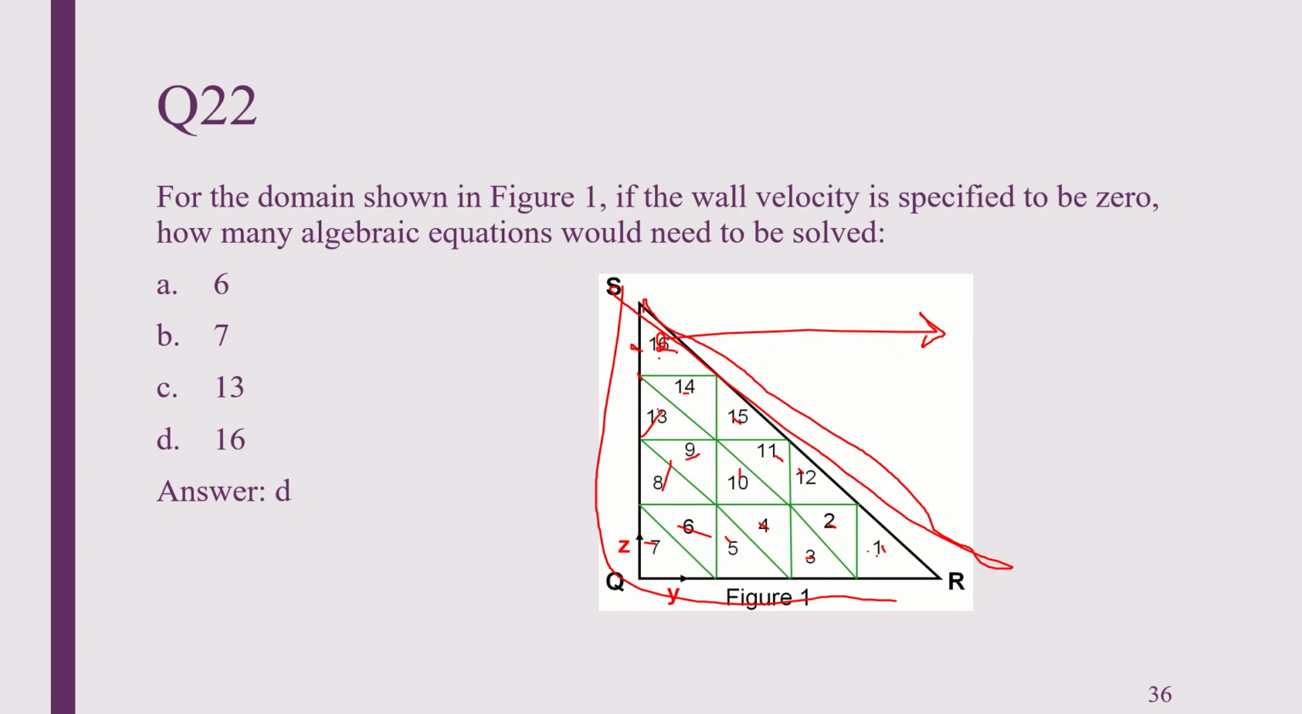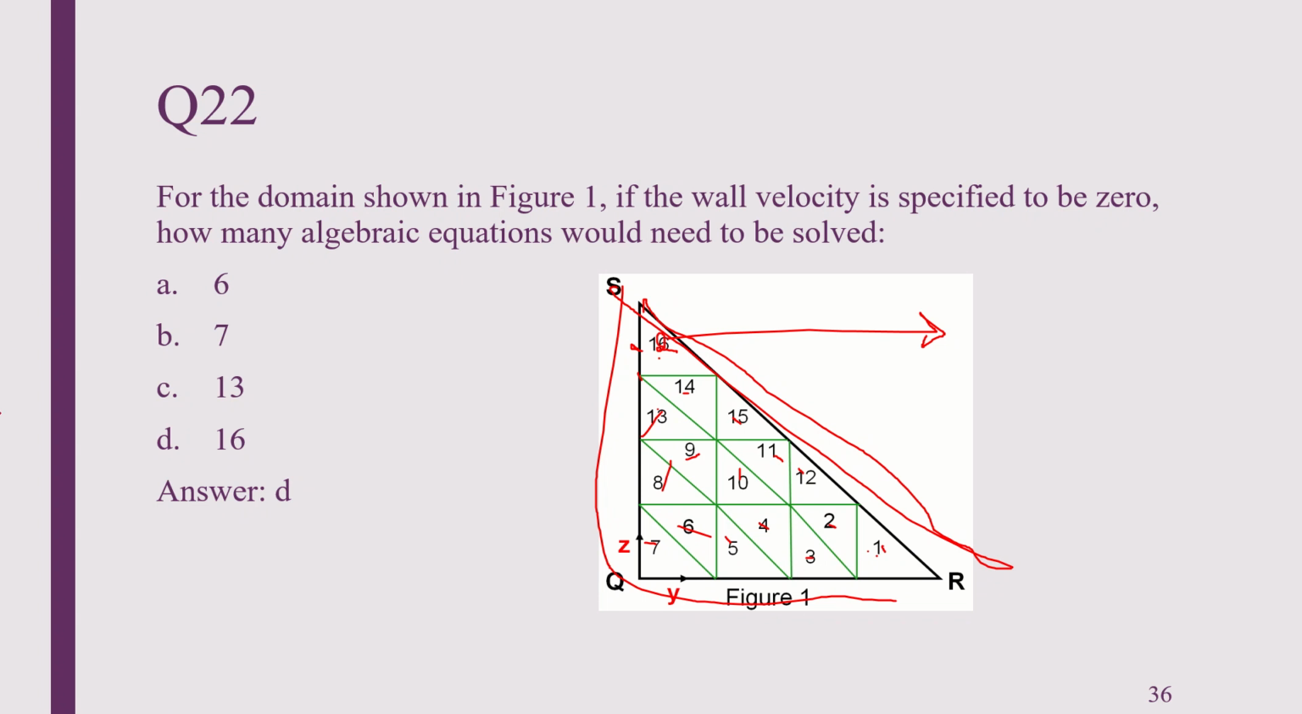So for the domain shown in figure 1, the wall velocity is specified to be 0. We are applying it as a boundary condition. But apart from that, how many algebraic equations would we need to solve? We have 16 cells, so 16 equations need to be solved. So option D is the right answer.